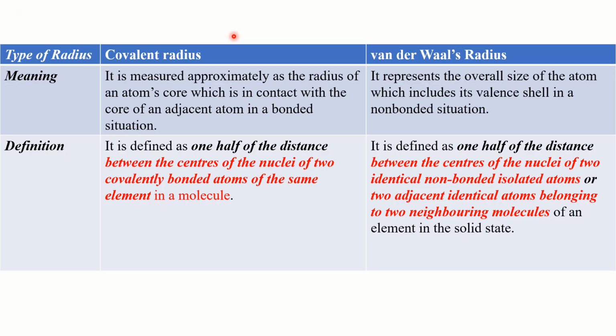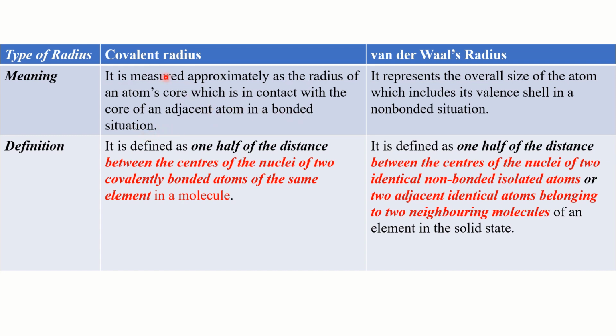Atomic size can be expressed in terms of different types of radii like covalent radius, van der Waals radius, and metallic radius. You might have learned about metallic radius when you studied chapter 3, so I'm not going to explain that here. Rather, I will be explaining covalent radius and van der Waals radius. We just saw how to calculate the covalent radius of a chlorine atom belonging to a chlorine molecule. It is measured approximately as the radius of an atom's core, which is in contact with the core of an adjacent atom in a bonded situation.